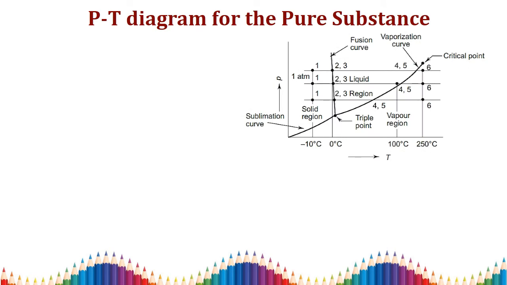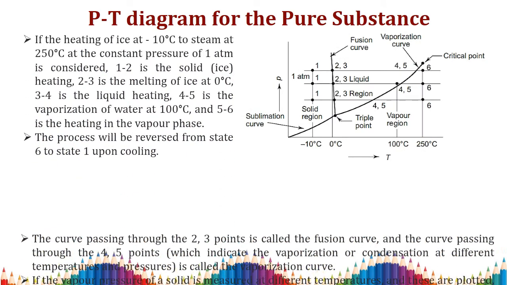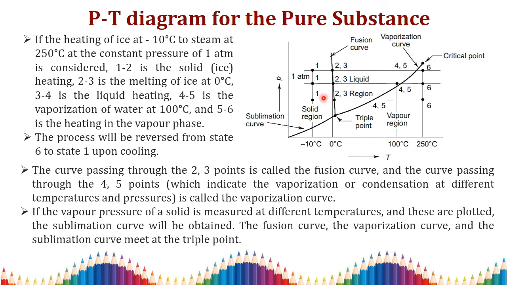Then the PT diagram for a pure substance. So here we are going to draw a pressure temperature curve. Okay, so pressure temperature curve. Here also you consider points 1, 2, 3, 4, 5 and 6. Okay, as we all know, 1 to 2 is solid to liquid conversion, and 2 to 3 is where latent heat is added, and 3 to 4 it is liquid state.